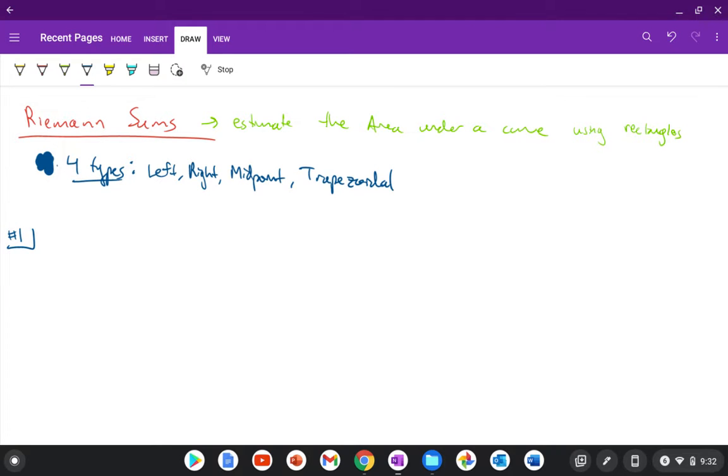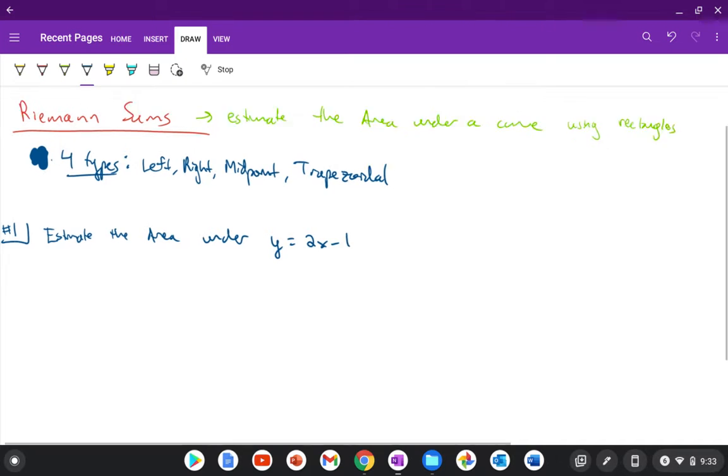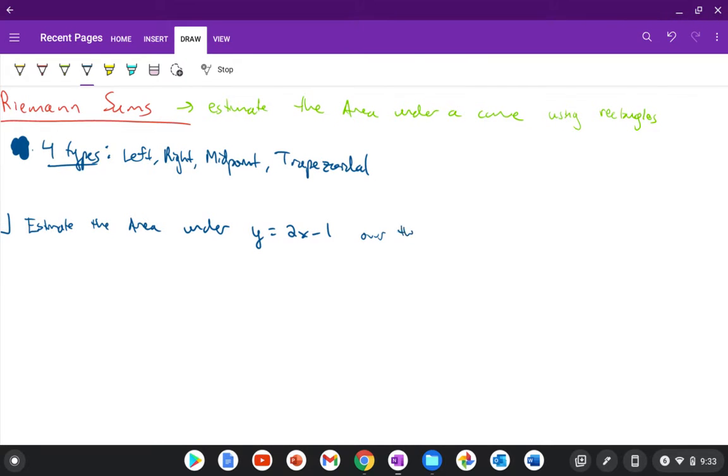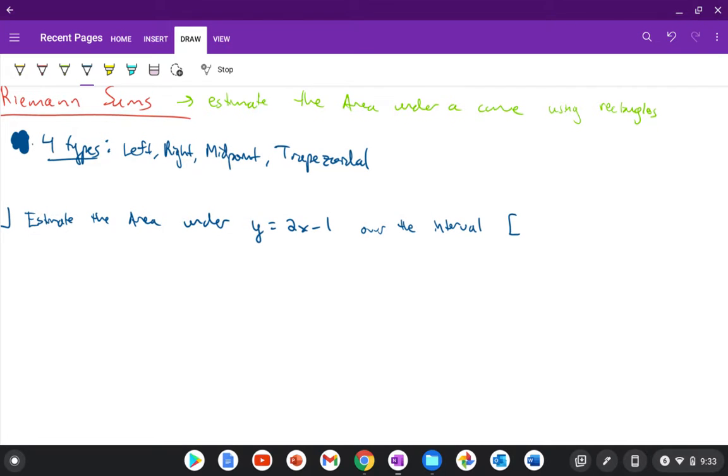So our first example, your question is going to be something like this. Estimate the area under y equals 2x minus 1 over the interval. So we're always going to need an interval. In this case, we're going to do interval 1 to 5. So it should be inclusive. We're going to do 4 rectangles. So we're going to say n equals 4.